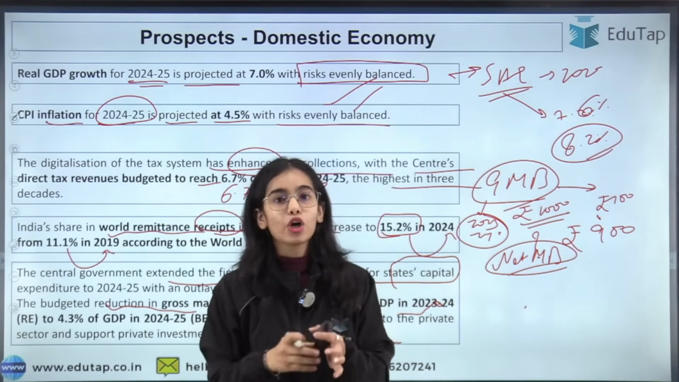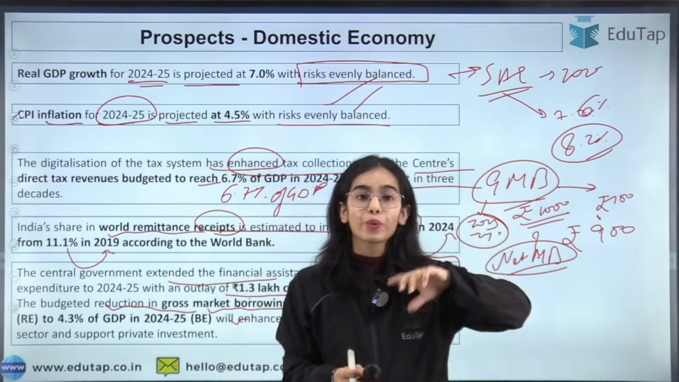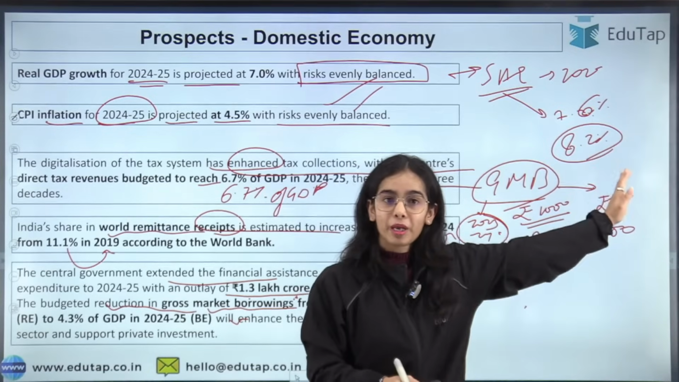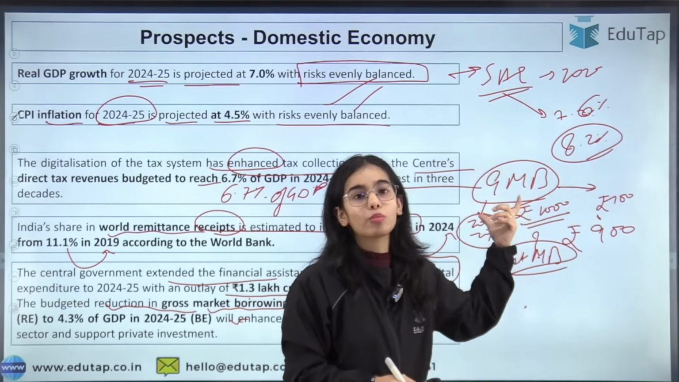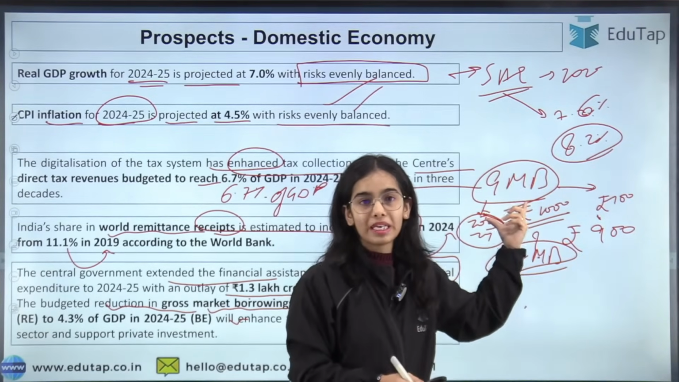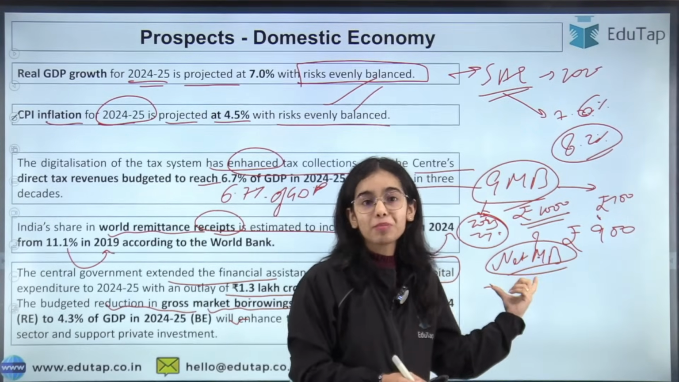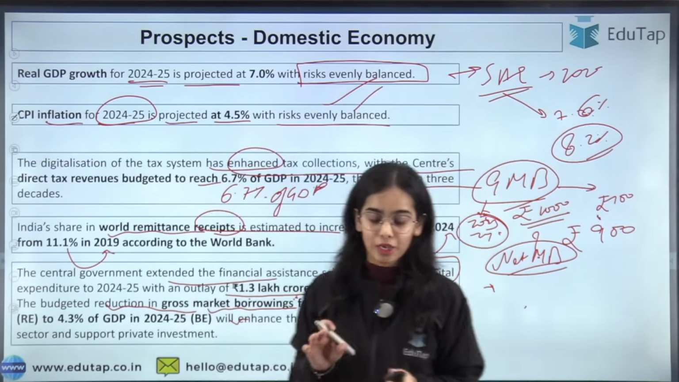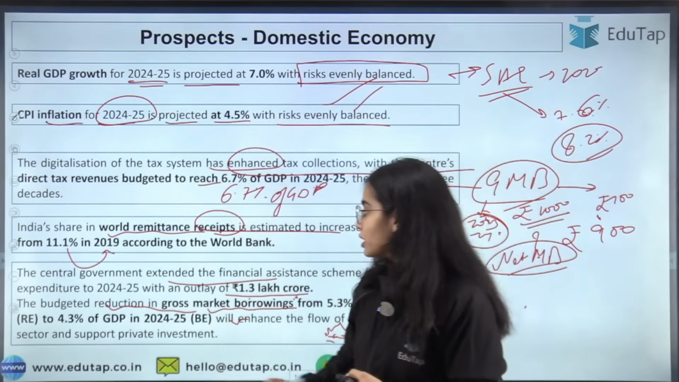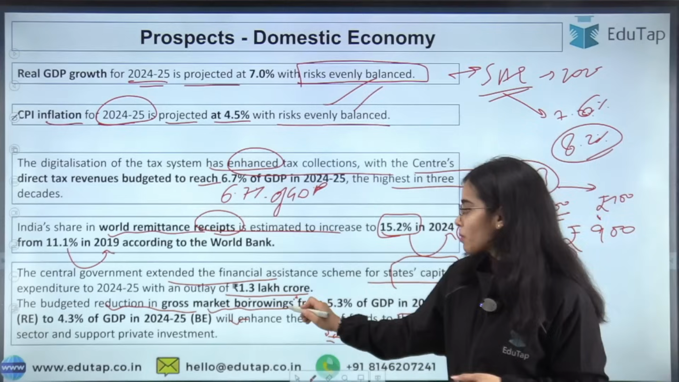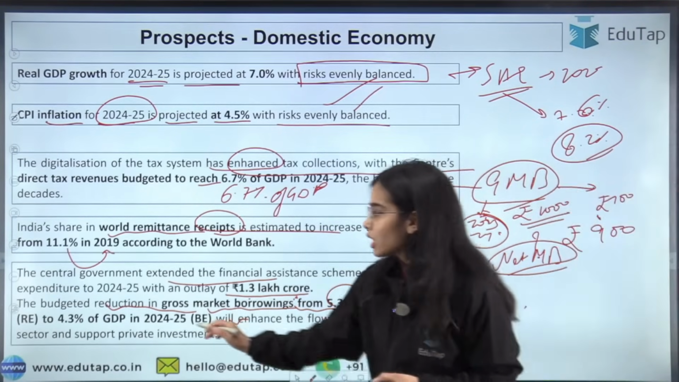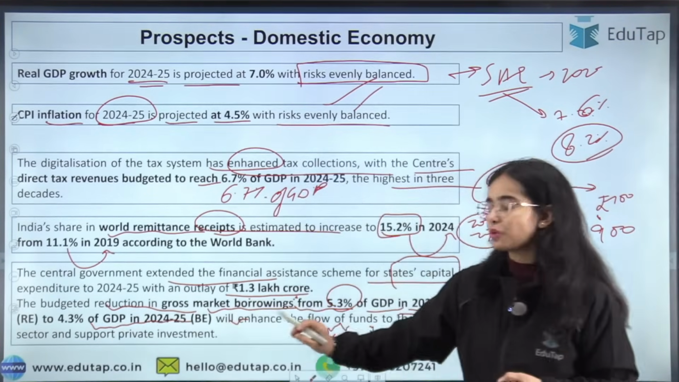So understood? Gross market borrowings is the total borrowings that has happened in the financial year. From that you have to deduct the repayment of the loans that has been done using the borrowed money, and whatever is left is the net market borrowing that the government can actually use for its expenditure. I hope this is clear. So here the budgeted reduction in gross market borrowings is from 5.3% of the GDP in 2023-24 to 4.3% of the GDP in 2024-25.